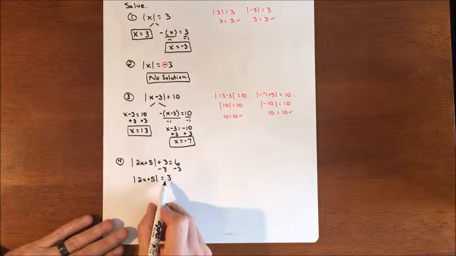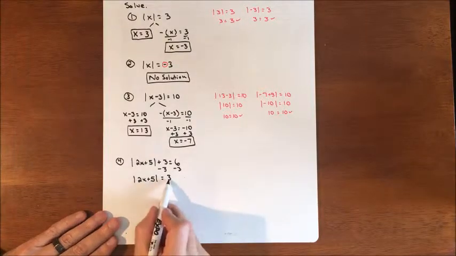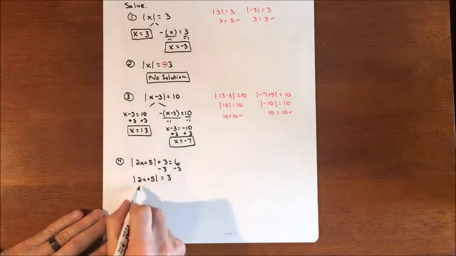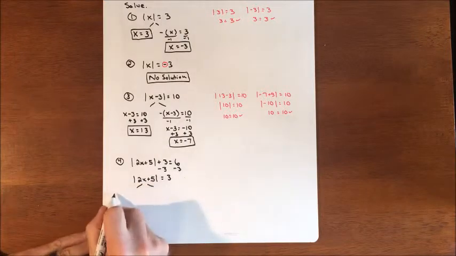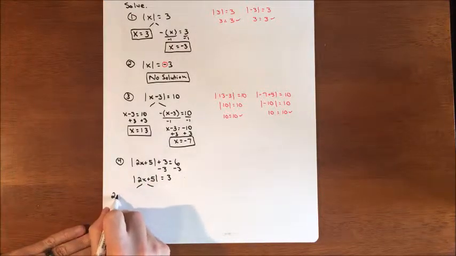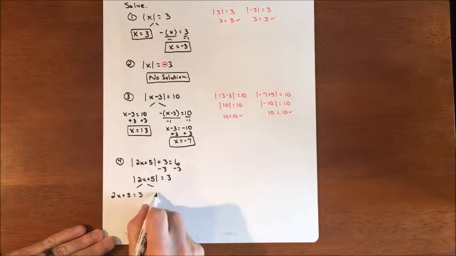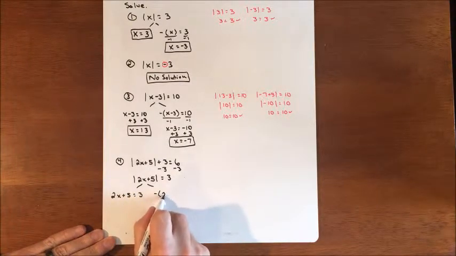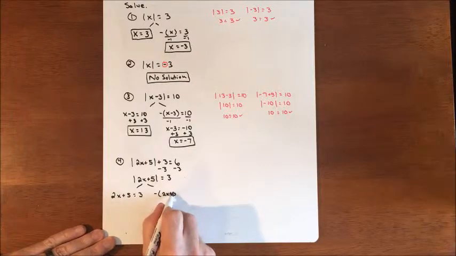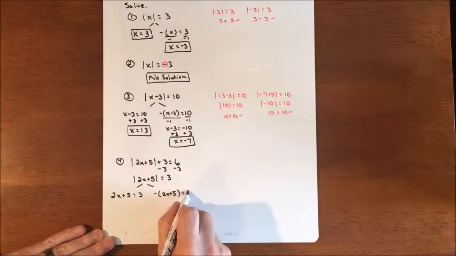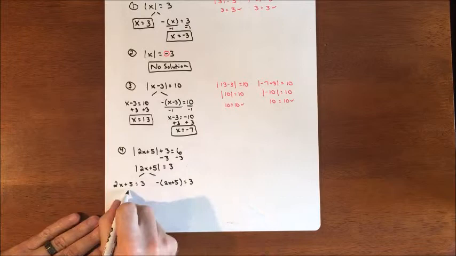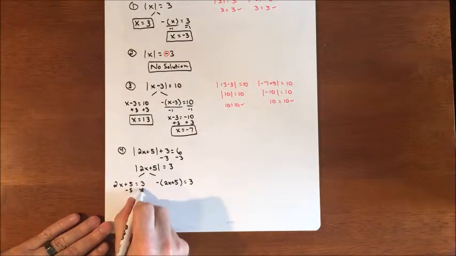So, first question, can we take the absolute value of something and get a positive 3? Yes. So we can break this into our two separate equations. So first one, 2x plus 5 equals 3. And the second one is a negative distributed to 2x plus 5 equals 3. This one will subtract 5.